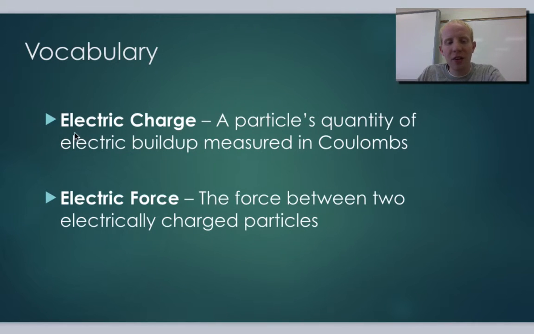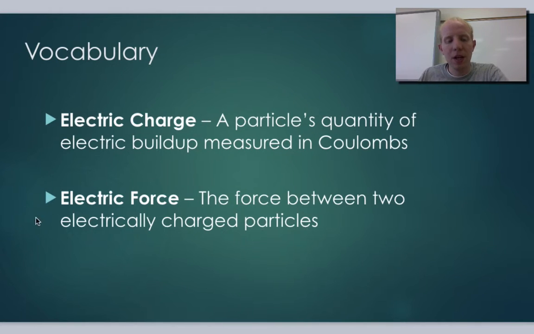It's kind of hard to describe. It's the particle's quantity of electric buildup, you could say, or how much electric property it has. And we measure it in coulombs. It's kind of like the mass for gravity. How much stuff is in a material describes how much gravitational force is going to act on it. Same thing with electricity. This electric charge, how much electric stuff you have built up in an object, determines how much force it's going to be able to put out. We'll measure those in units of coulombs, which we'll talk about in a second.